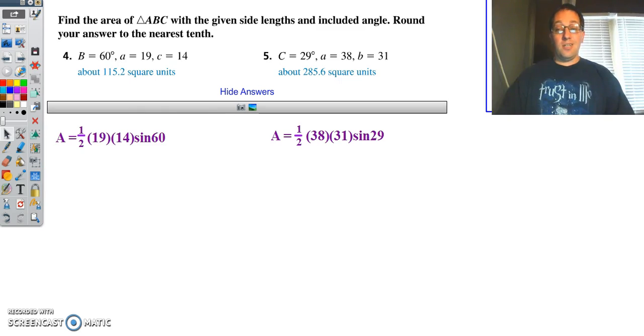All right, but that's it. Just remember those formulas: 1/2 times the two sides times the sine of the angle in between the two sides. And that will give you the area of the triangle.